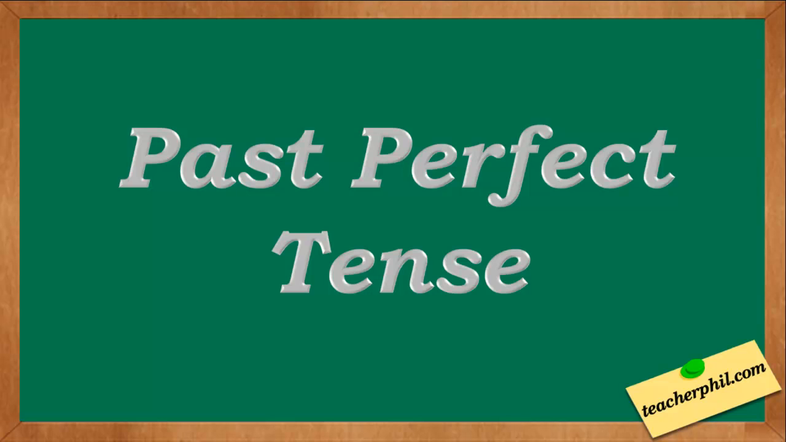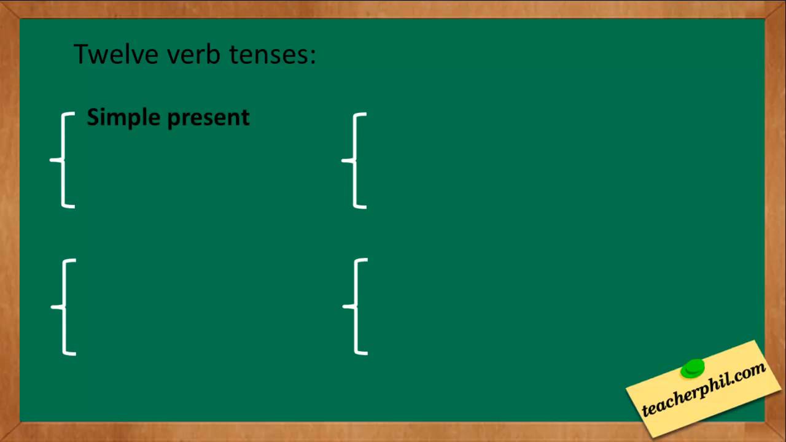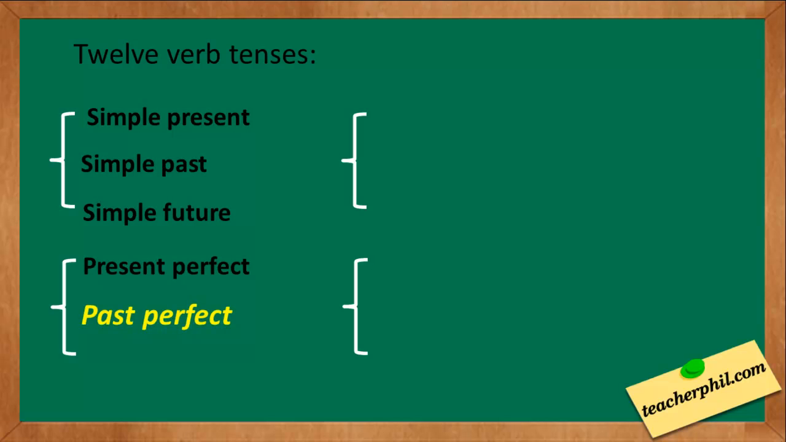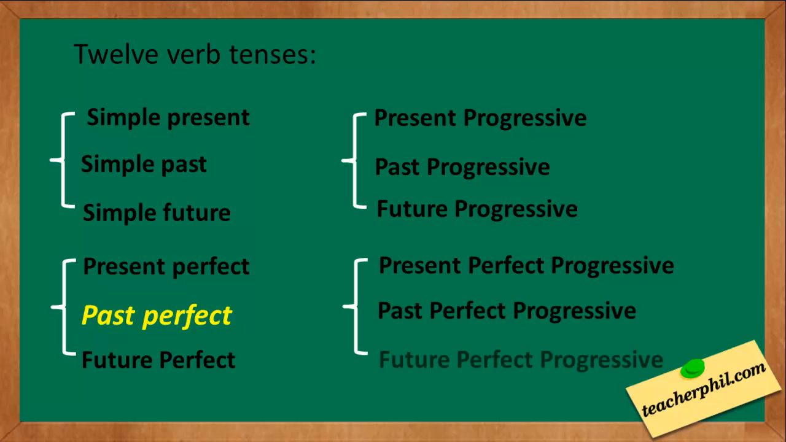Past perfect tense. The 12 verb tenses in the English language are the simple present, simple past, simple future, present perfect, past perfect, future perfect, present progressive, past progressive, future progressive, present perfect progressive, past perfect progressive, and future perfect progressive. This lesson will talk about past perfect.